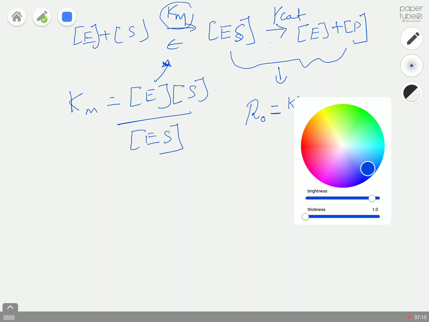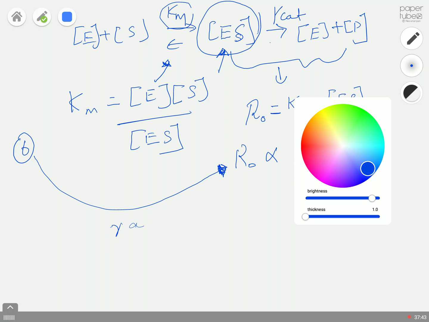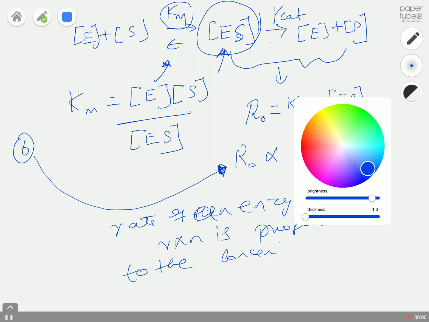So your rate is equal to Kcat. Or if you want, you can say your rate is proportional to the concentration of your enzyme substrate complex. So this is the sixth assumption made by Michaelis and Menten. What he said is that your rate is controlled by the slowest reaction step, which is normal, and that rate is proportional to the enzyme substrate complex here. So the rate of an enzymatic reaction is proportional to the concentration of enzyme substrate complex.